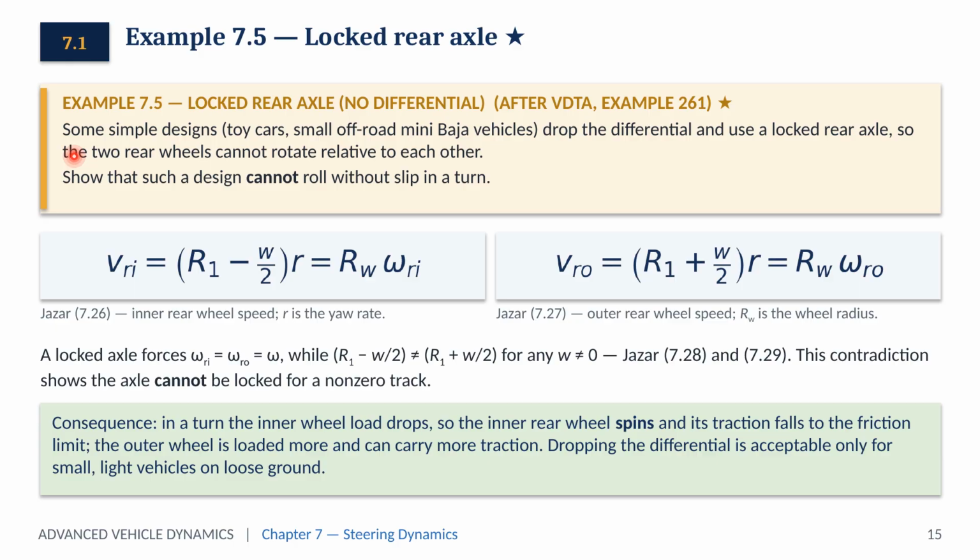Equations 7.26 and 27. A locked axle forces the two angular speeds to be equal, while the two radii always differ. That contradiction is the proof. In practice, the inner wheel is unloaded and spins, while the outer wheel carries more traction. Dropping the differential suits only small, light vehicles.